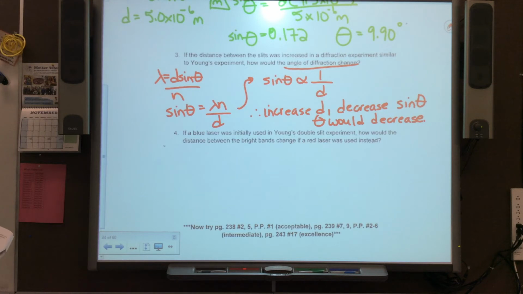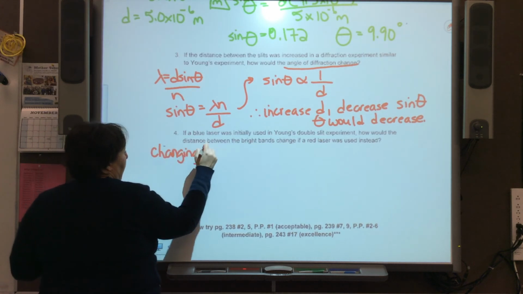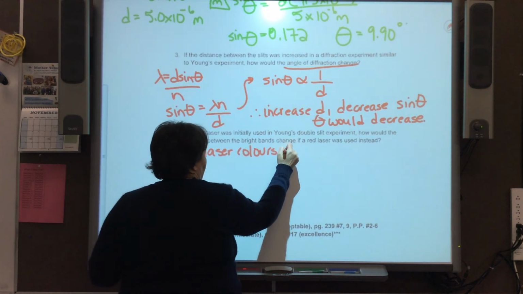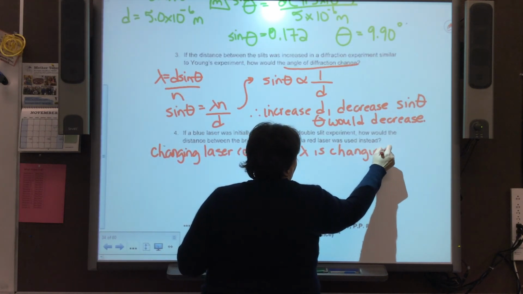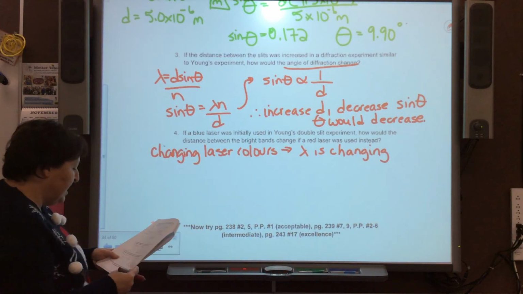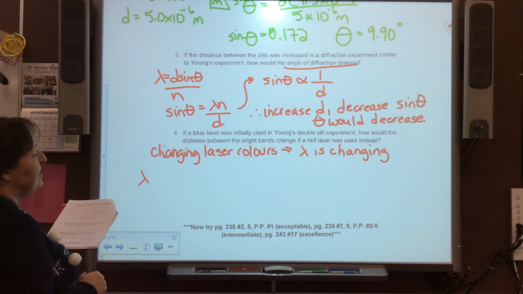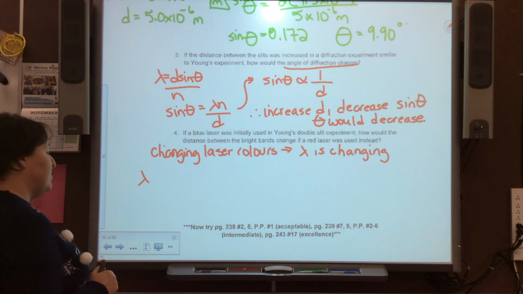If a blue laser was initially used in Young's double slit experiment, how would the distance between the bright bands change if a red laser was used instead? So we're changing lasers. So that means that the wavelength is changing.